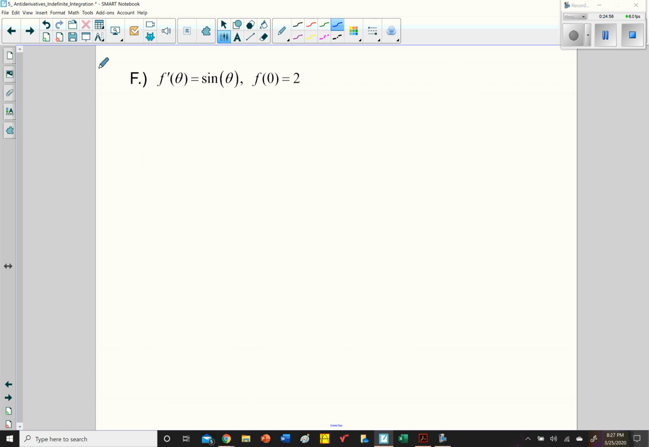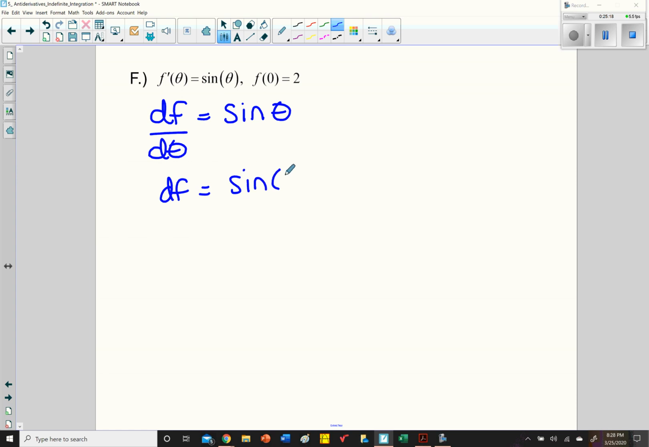And here we go with our last example. So df/d theta is sine of theta d theta. So if I write df/d theta and move the operator d theta to the right side, the antiderivative for df is f, and the antiderivative for sine is negative cosine plus a constant. Remember, this is my general solution right here.